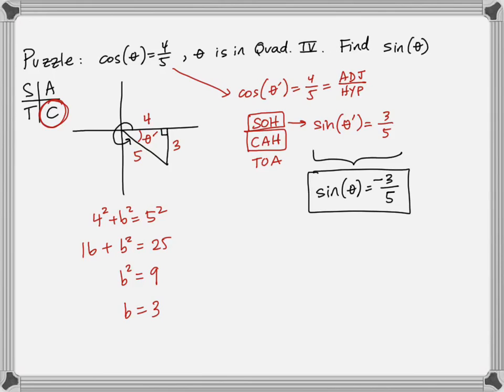Okay. So theta and theta prime always have the same sine, cosine, and tangent. It's just that theta might have a negative sign on it. We kind of have to pay attention to that. So let me do one more of these.